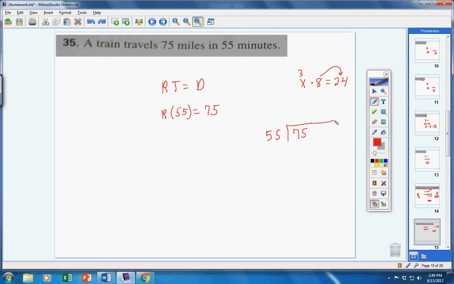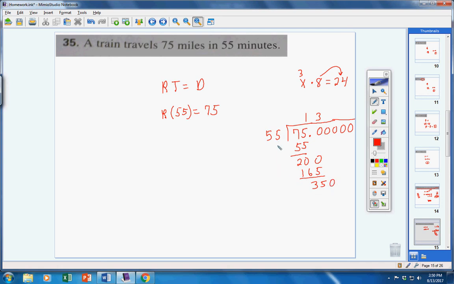So students, here we go. 55 goes into 75. One time. 1 times 55 is 55. Subtract, we get 20. Remember, if it doesn't come out even, you can add a decimal and put zeros. I'm not sure how many we'll need. Bring down a 0. 55 goes into 200 3 times. That's 3 times 55 is 165. Subtract to get 35. Bring down a 0.